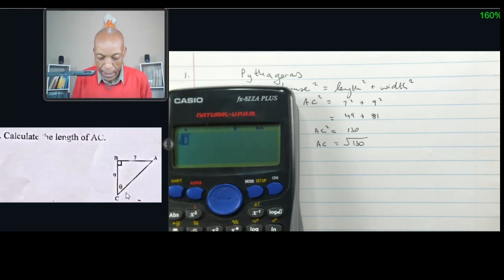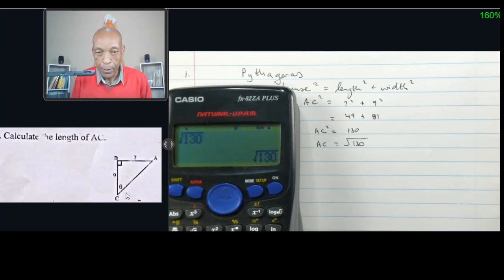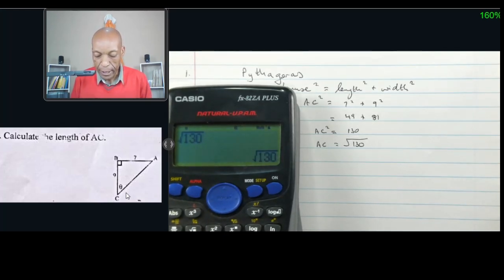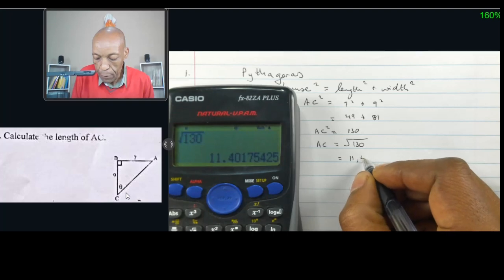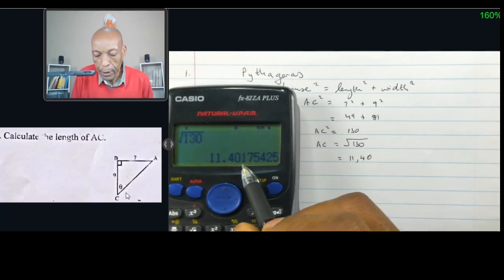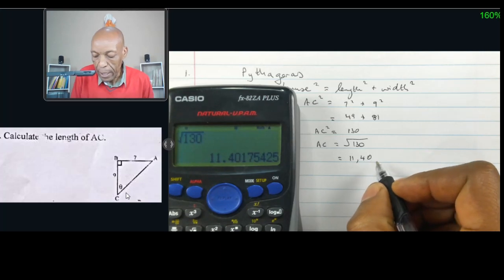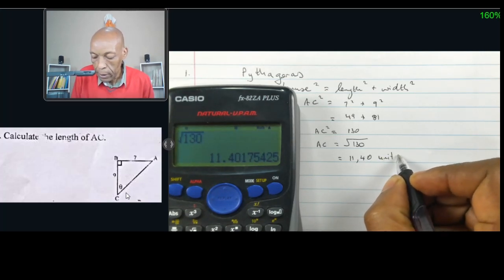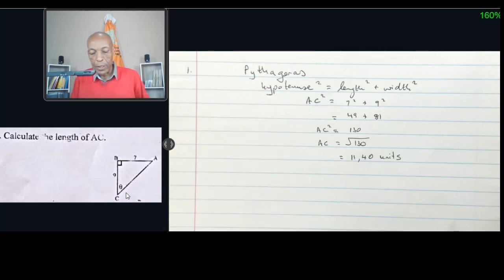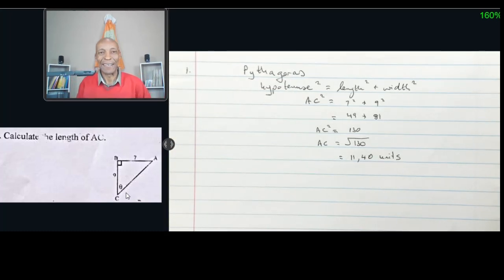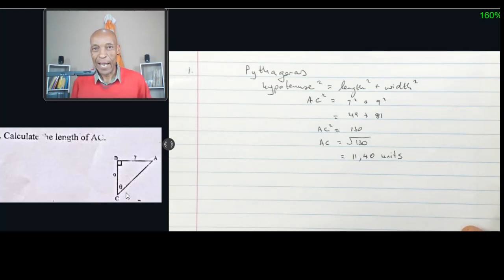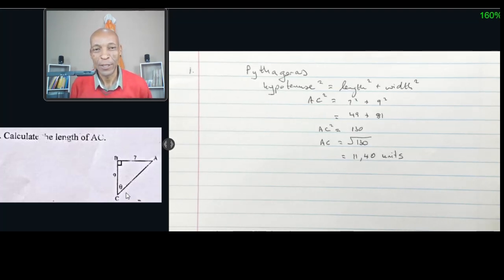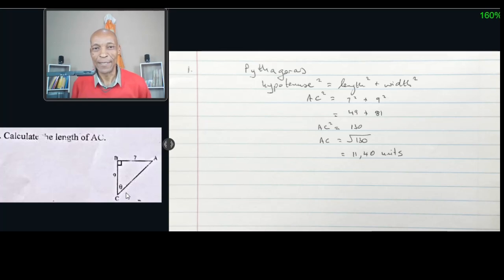We are going to get, look at that, root 130. Then we get 11.4. Okay, so it's 11.40 because that one there doesn't round up, isn't it? So we can say it is 11.4 units. All right, then we are done. Difficult? No. Grade 8 stuff, grade 9 stuff. Then we go to the next image, the next diagram. Let's see what they had.